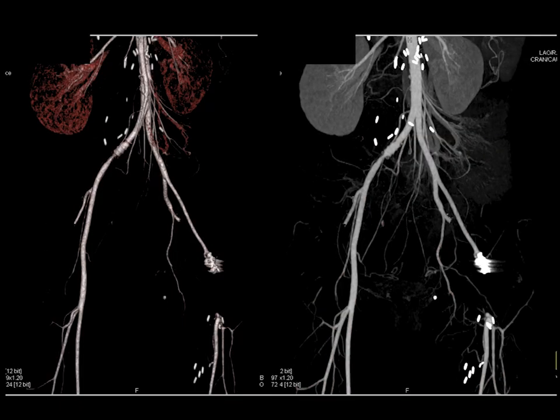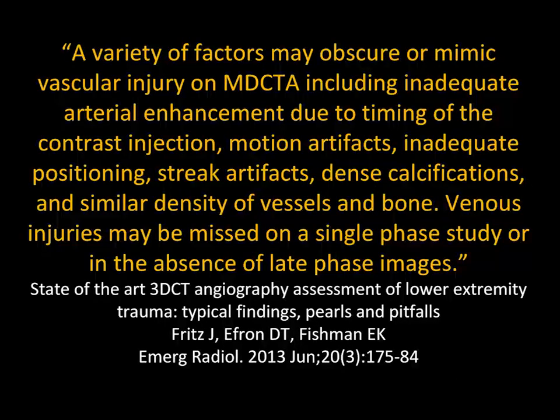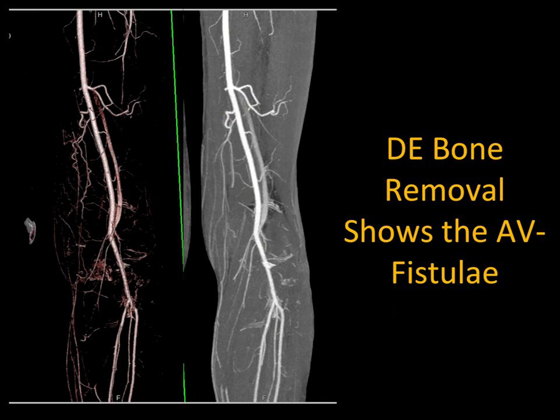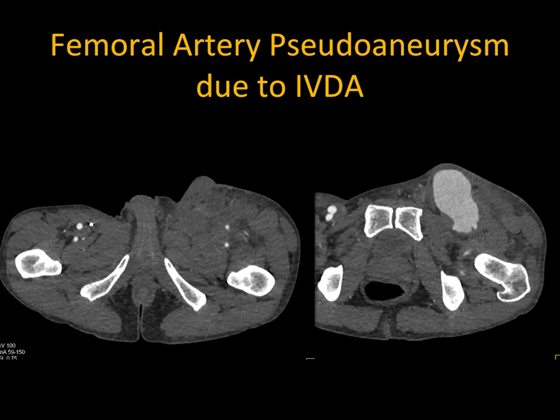There we go from MIP to volume rendering. And here's the volume rendering and MIP side by side, showing you the acute occlusion of that patient's superficial femoral artery. Now, we wrote an article about this looking at lower extremity trauma and the importance of dual energy technique. Here's a nice example of an AV fistula. Again, the bone is gone. You also can do really good studies with dual energy even when there's metal in place. You can get around metal artifact.